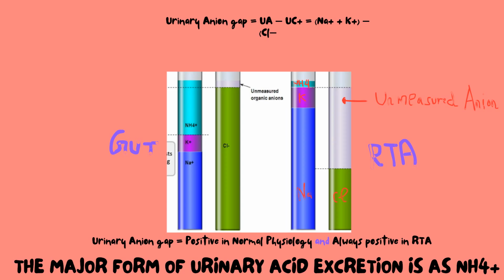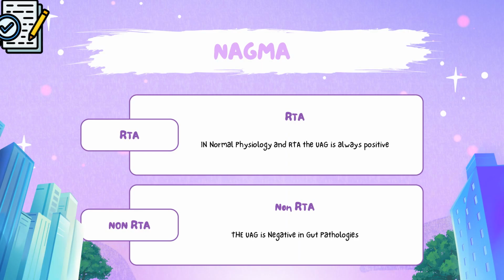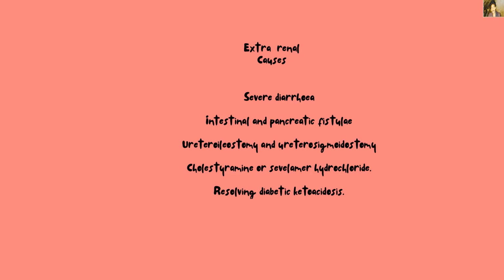This is again a visual depiction of the concept that we discussed of RTA and non-RTA NAGMA having urinary anion gaps, positive and negative. Have a look. This is a revision of what we've already discussed. So in RTA and normal physiology, you would always have a positive urinary anion gap, and in non-RTA, you would have a negative urinary anion gap. This is just to revise the non-RTA or extrarenal causes of a NAGMA. So the major causes are gastrointestinal, just for revision.